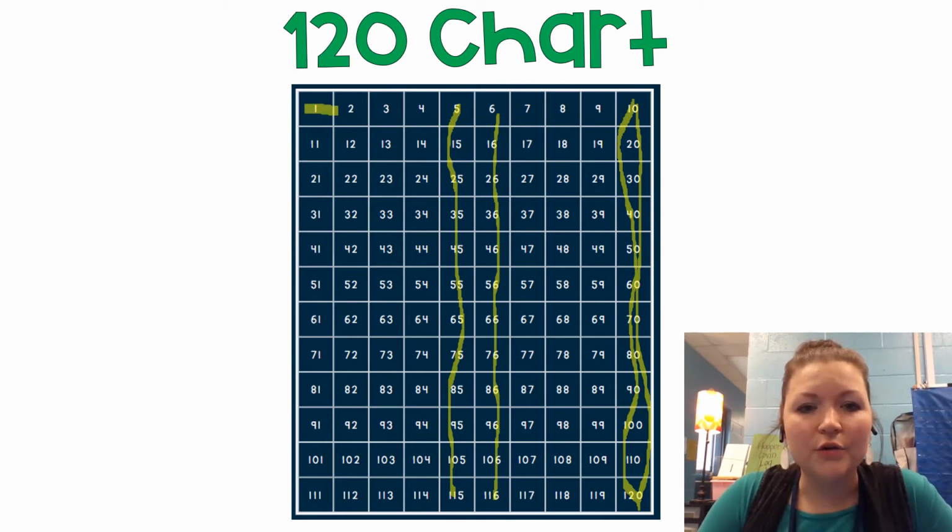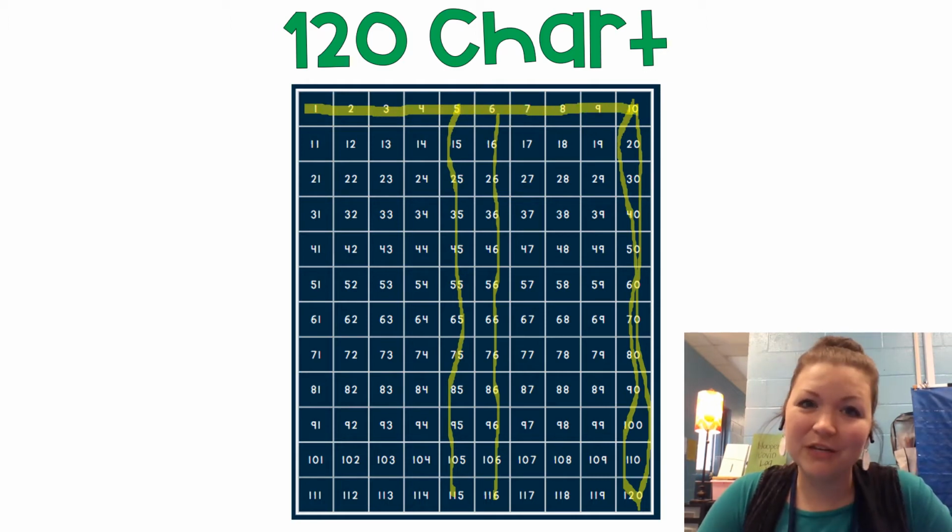Then when you go horizontally on the rows, it's counting by ones. So just how we usually count. 1, 2, 3, 4, 5, 6, 7, 8, 9, 10. Just like how you can count.